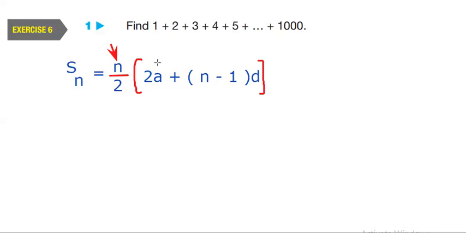And then the 2a, or the a itself, is what? Very good. a is the first term, which is 1. The first term is 1. And then we have the d, which is the difference, which is plus 1 here.